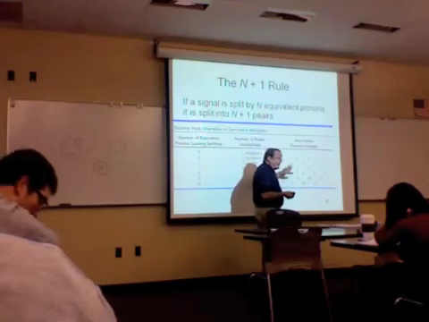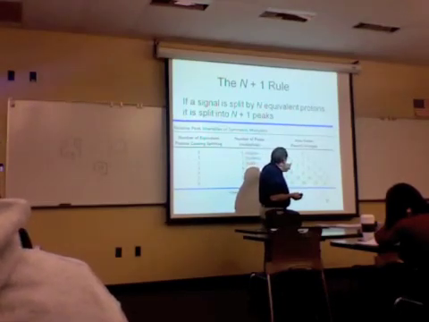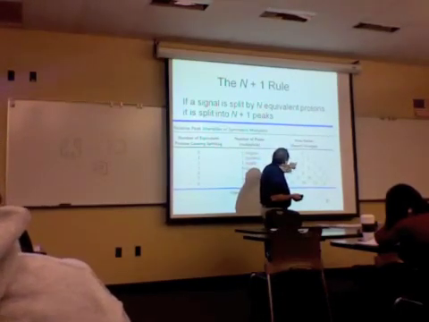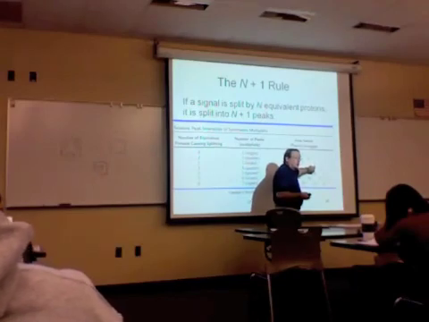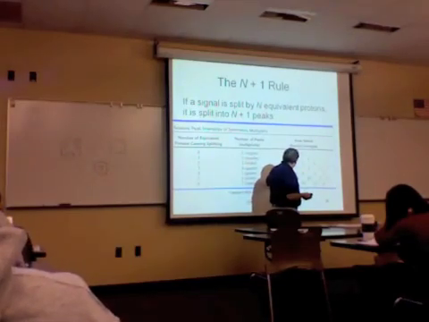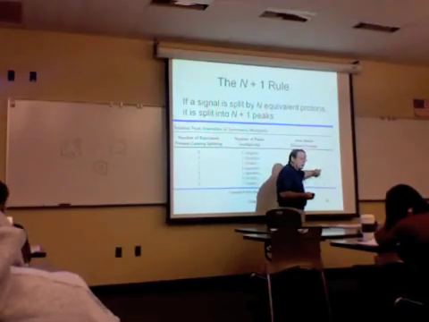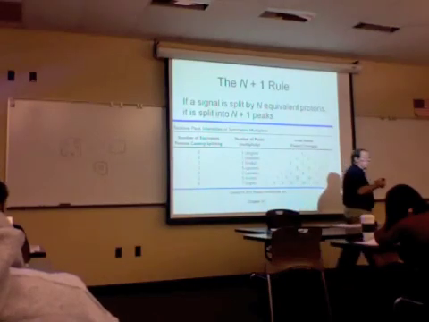But it gives us the likelihood of the peaks. So if I've got a triplet, it'll be in a 1:2:1 ratio. If I've got a quartet, it'll be in a 1:3:3:1 ratio. In other words, this gives us an approximation.